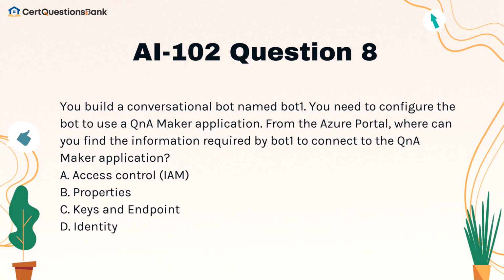You build a conversational bot named Bot1. You need to configure the bot to use a Q&A Maker application. From the Azure portal, where can you find the information required by Bot1 to connect to the Q&A Maker application? A. Access control, IAM. B. Properties. C. Keys and endpoint. D. Identity.